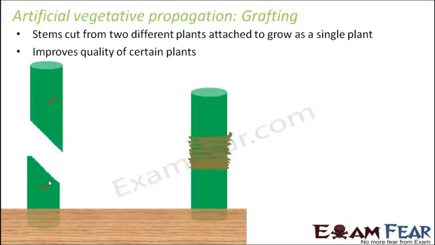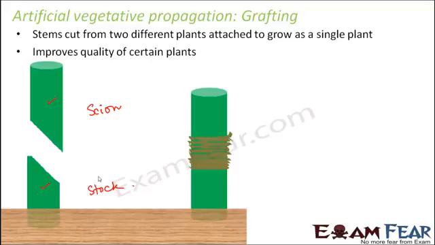In this case, the two parts which are taken from the two plants, what are they called? They are known as scion from one plant and stalk from the other plant. So one part is called scion and the other part is called stalk. The stalk provides water and minerals to the plant. The function of this part is to provide water and minerals to the plant.